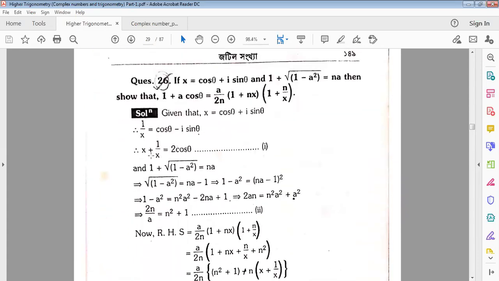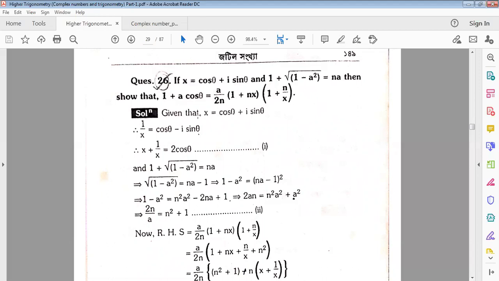Now example 26. If x equals cos theta plus i sin theta and 1 plus square root of 1 minus a square equals na, then show that 1 plus a cos theta equals a divided by 2n into (1 plus nx) into (1 plus n by x). We have to prove this condition.